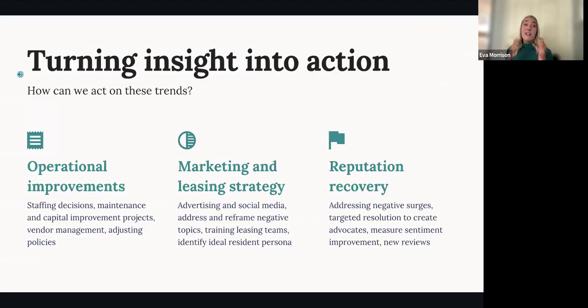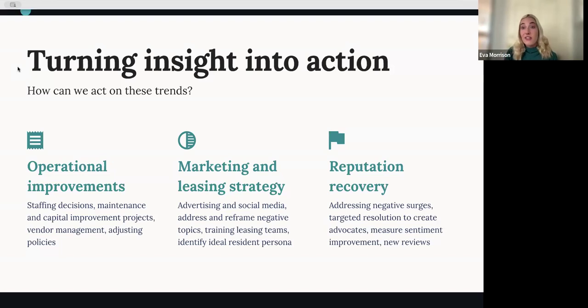And really, at its core, the goal of sentiment analysis in general, whether you're using ARI or another solution out there, a channel solution, or even just the insights that exist in your PMS today, is we want to extract those insights and turn them into action that our teams can take. So how do we actually start to act on these trends and themes that we've been able to extract?